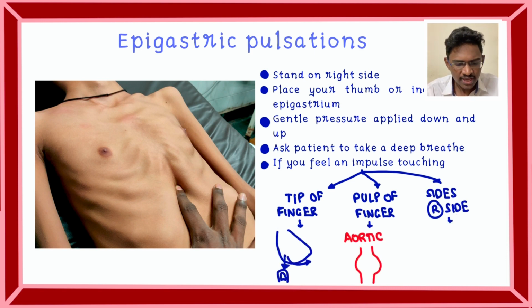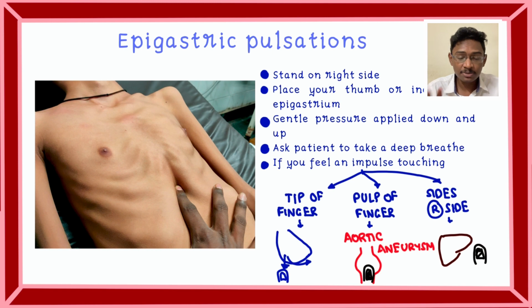Okay, you should also ask the patient to take a deep breath at this time. If you feel an impulse touching the tip of the finger, then it is due to right ventricular hypertrophy. If you feel the pulp of the finger, some pulsation is there, then it is due to aortic aneurysms. If you feel the pulsation touching the sides of the finger, then it can be due to hepatic pulsations.